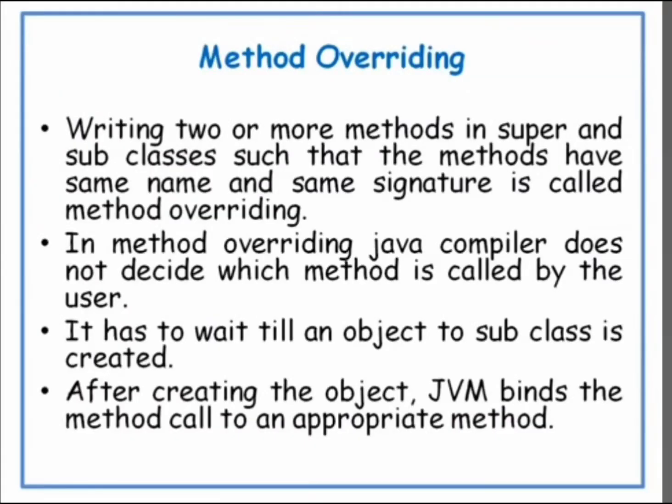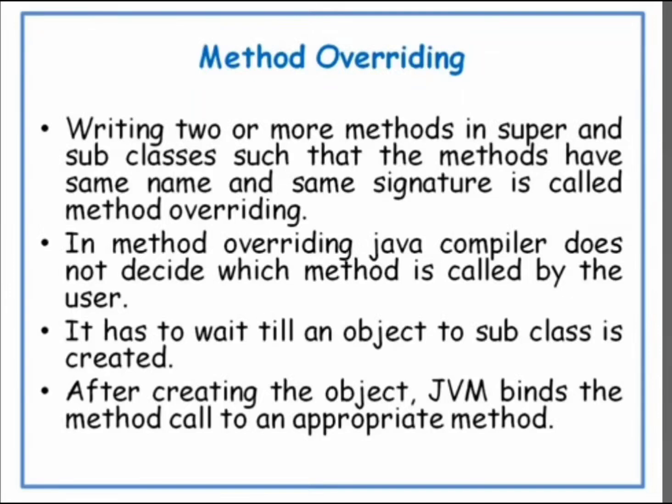Coming to method overriding: writing two or more methods in super and subclasses such that the methods have the same name and the same signatures is called method overriding. Previously we said two or more methods in the same class with the same name but different method signatures. But here, the methods are in super and subclasses with the same name and same signature, which is called method overriding.